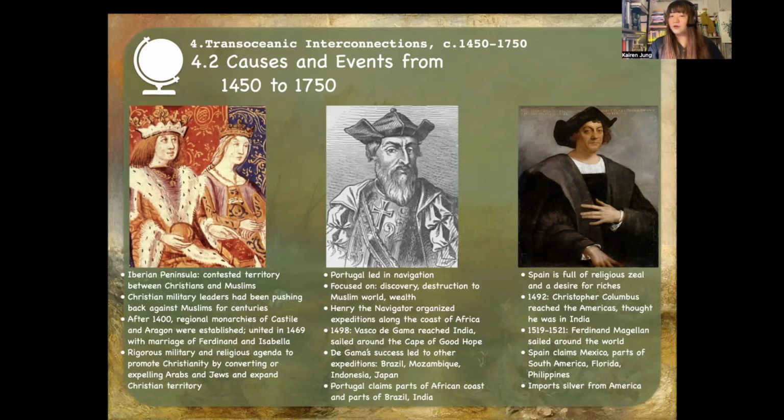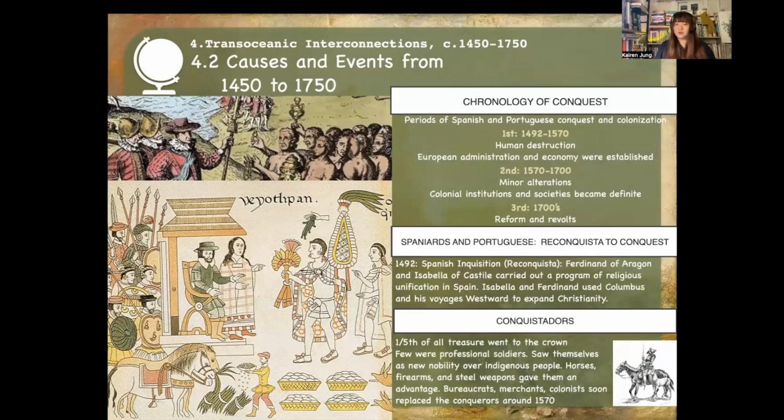from America. When we look at the chronology of the conquest, the periods of Spanish and Portuguese conquest and colonization can be divided into three, roughly. The first wave is the wave of human destruction, annihilation of cultures and civilizations, entire populations wiped out between 1492 and 1570. But then the second wave, between 1570 and 1700, consisted of minor alterations, so colonial institutions and societies became more definite. And in the third wave, we have the 1700s, where we see a lot of reform, we see a lot of revolts.